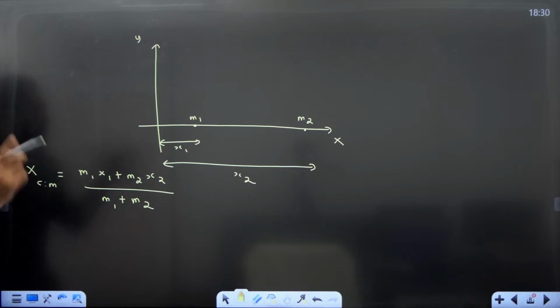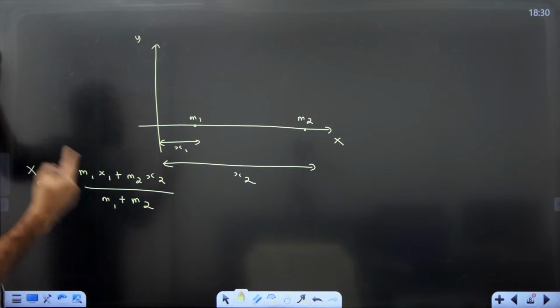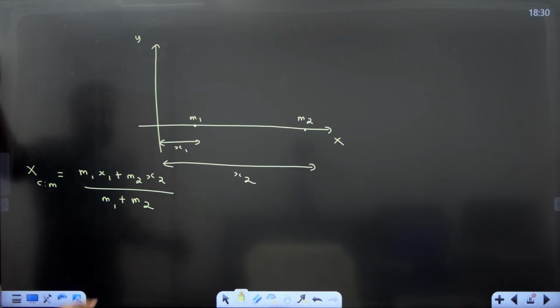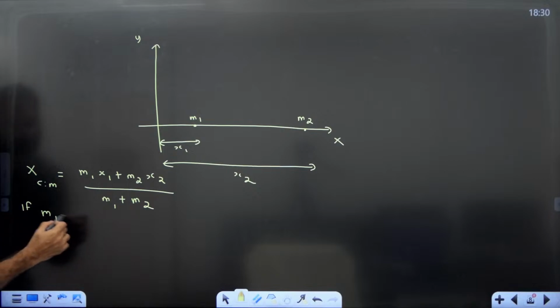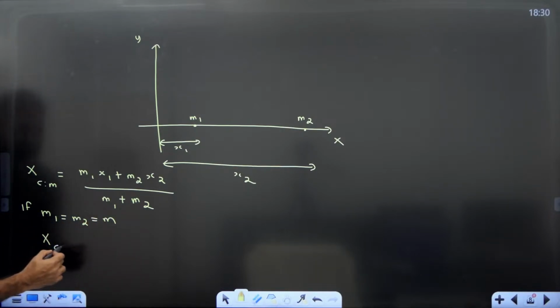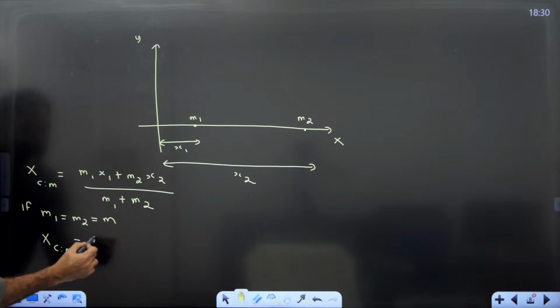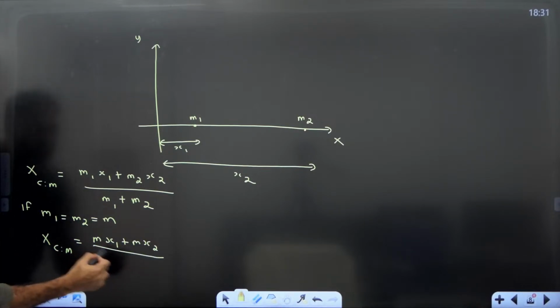Remember, both the x direction and y direction will not happen at the same time, because we are discussing center of mass in one dimension. So either the masses will be along the x direction or along the y direction, but not both. Now if m1 is equal to m2 is equal to m, then the x coordinate of center of mass will be m x1 plus m x2 divided by m plus m.